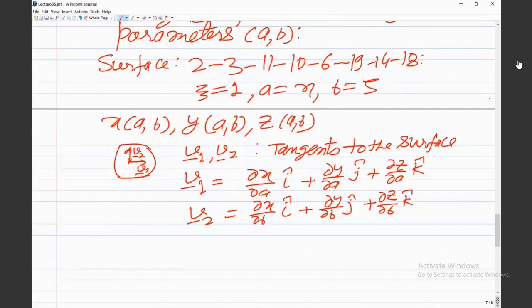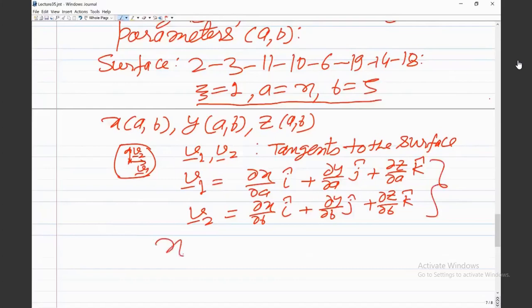Sir, we can get infinite tangents, no? Yes, we can have an infinite number of tangents, but we are taking one tangent by varying a and another by varying b, so those are specific tangents. V1 is along varying a and V2 is along varying parameter b. The parameters could be either the pair eta and zeta, or xi and eta, or xi and zeta, depending on the surface. So these would be two specific tangents.